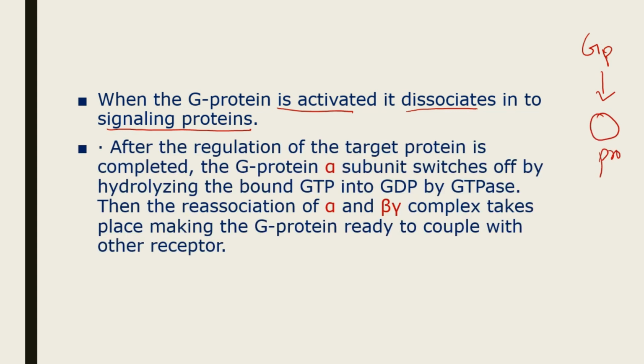And after the regulation of the target protein is completed, the G protein alpha subunit switches off by hydrolyzing the bound GTP into GDP by GTPase. And then the reassociation of the alpha and beta gamma complex takes place, making the G protein ready to couple with the other receptor.